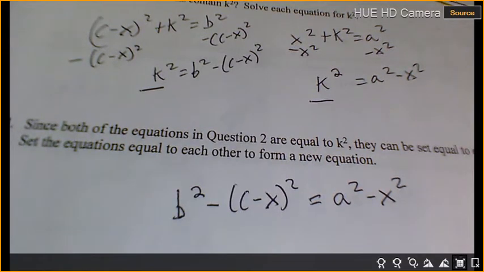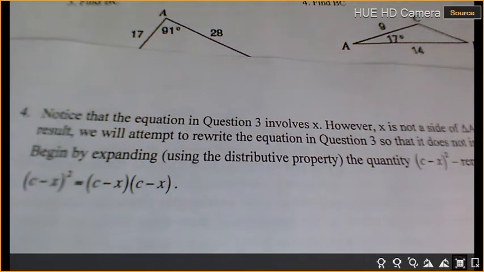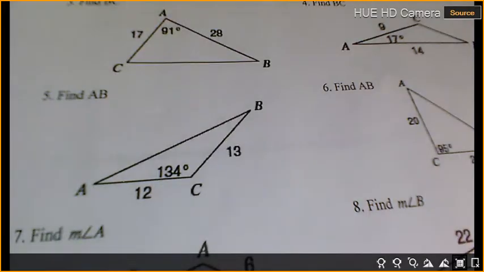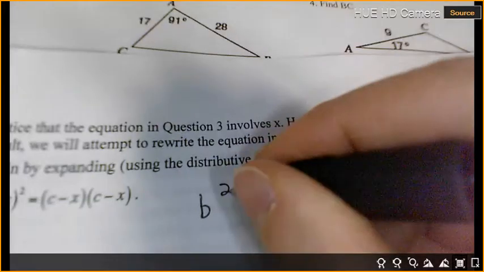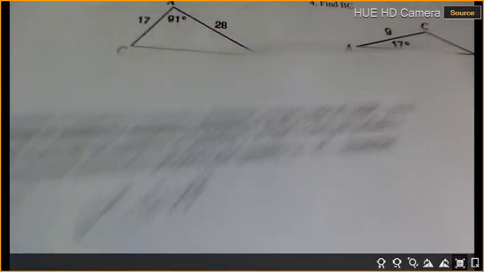Okay. I need you to make sure you got that so we can turn it over. Okay, turning it over. So I'm going to write from the other side. I have b squared minus (c minus x) squared equals a squared minus x squared.